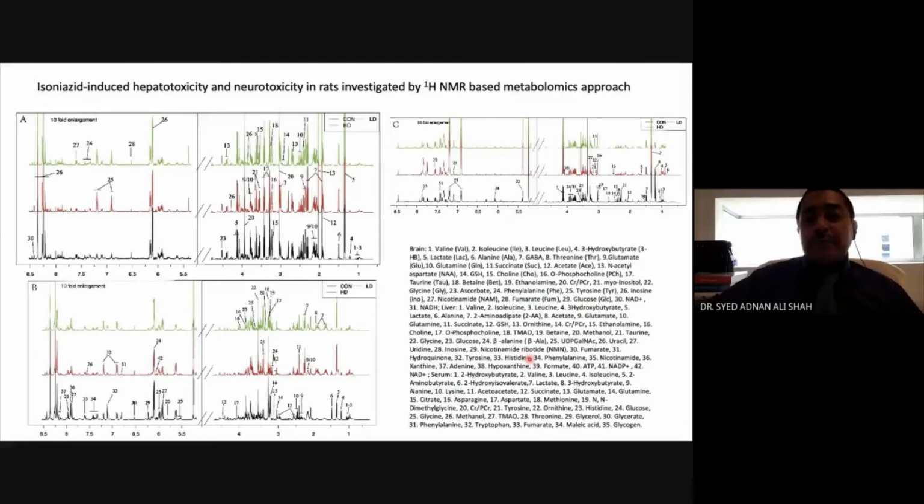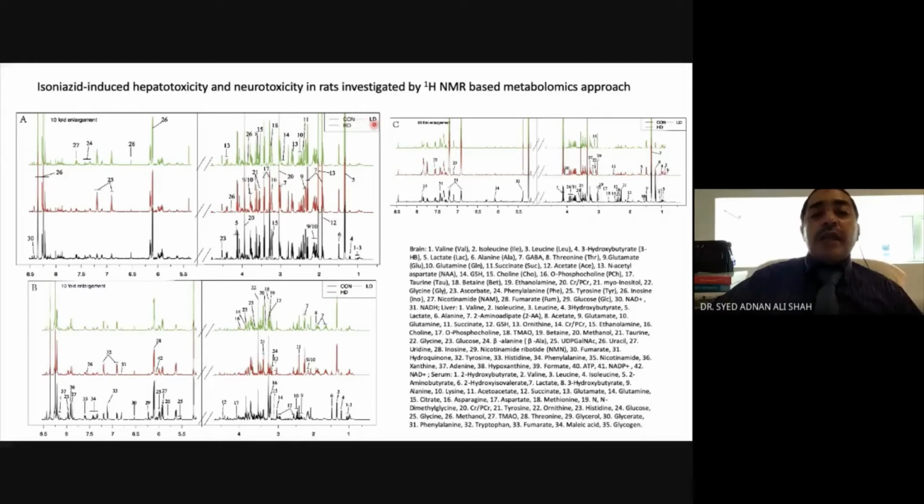So this is also a very good study of hepatotoxicity and neurotoxicity induced through different samples. And then they have found that due to the induction by this compound, it produced different types of metabolites. So through this proton NMR based metabolomics, you can easily identify or monitor, in case of hepatotoxicity, neurotoxicity or different types of toxicity, what metabolites are produced as a result of the induction by the sample.